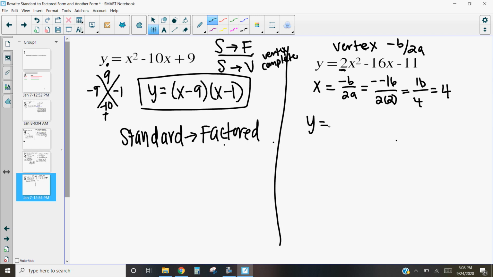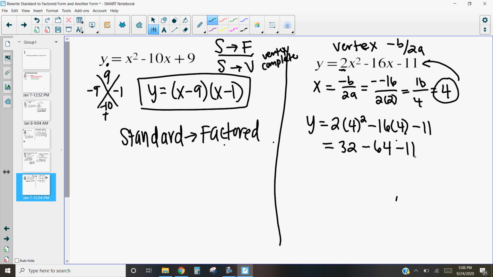Our y value, on the other hand, is going to be very similar. What we're going to do is take our 4 here and plug it right back into our equation. So I've got 2 times 4 squared minus 16 times 4 minus 11, and that'll give us our y value. So 4 squared is 16 times 2 is 32. And then we have to do negative 16 times 4, and that's going to give us a negative 64. And then we subtract 11 more. As we simplify this down, 32 minus 64 minus 11 will give us a negative 43.